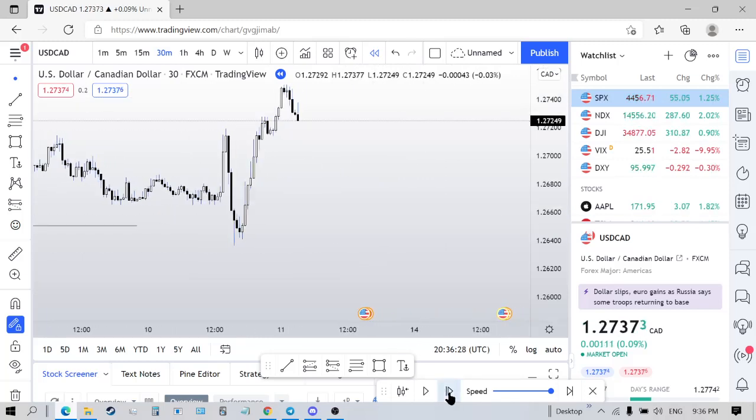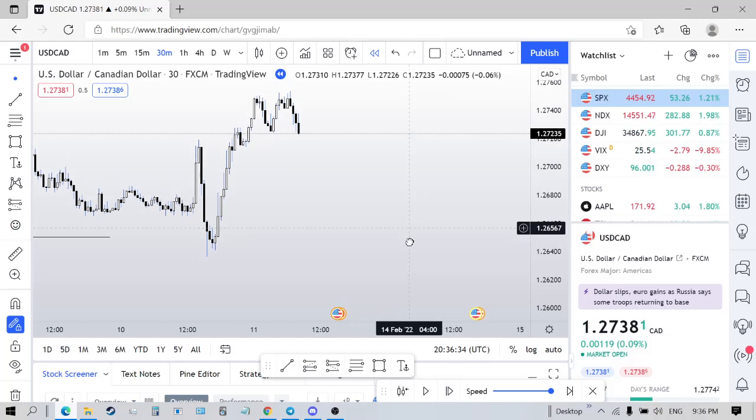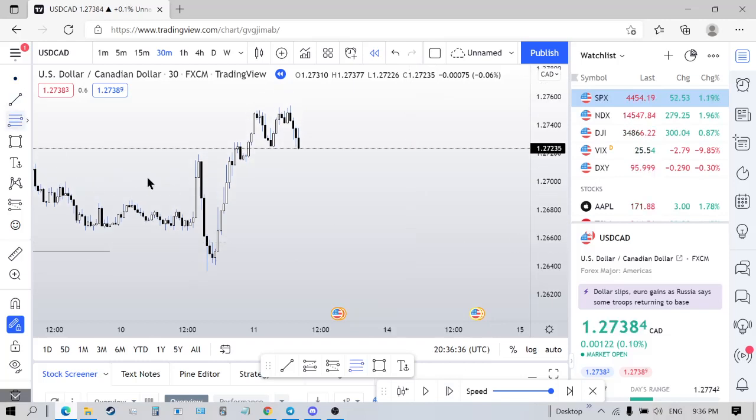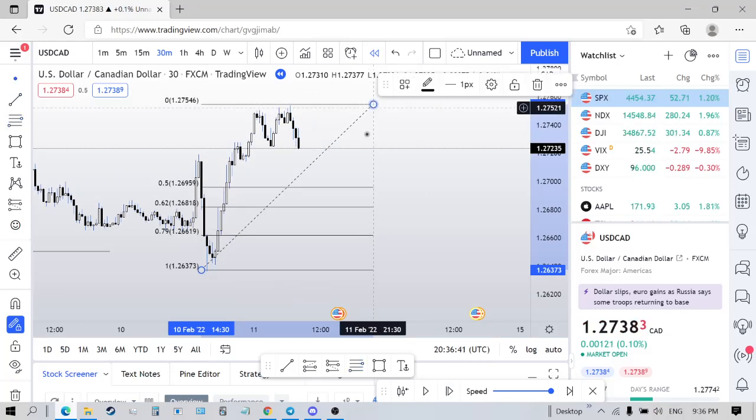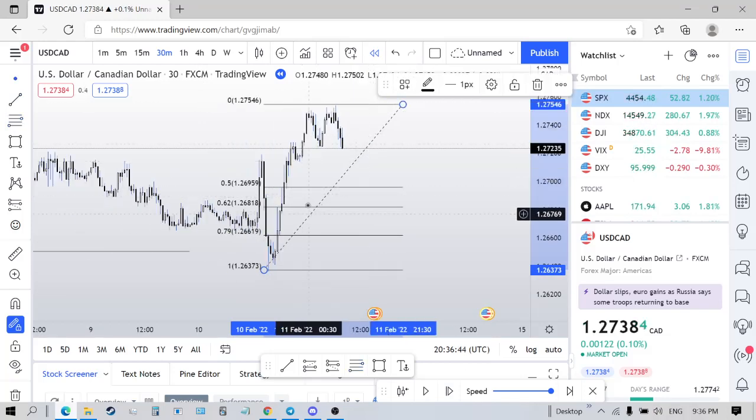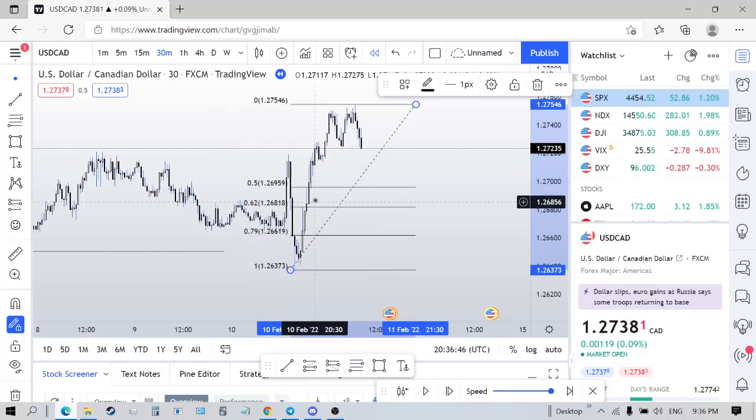Let's print out the candles a little bit. So we have a new range, from this low to this high. I'm focused on buying below the 50, possibly around the 62%.